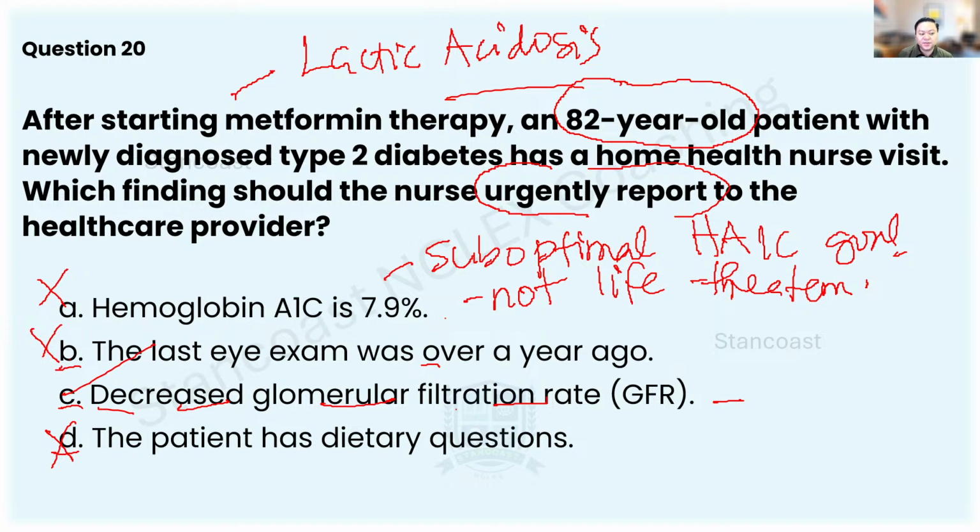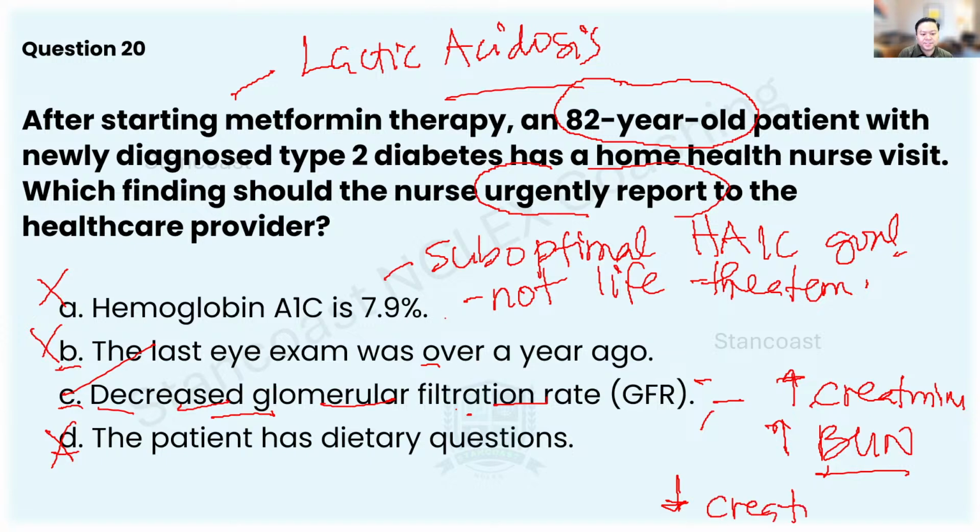If you noticed that their GFR is decreased, or it could be increased creatinine, or it could be increased blood urea nitrogen. Those are the things that you should be looking at when you are concerned about renal function for those patients who are taking the metformin. Reduced GFR, increased creatinine, increased blood urea nitrogen, or let's say decreased creatinine clearance. That's another one. All righty. The correct answer is letter C.